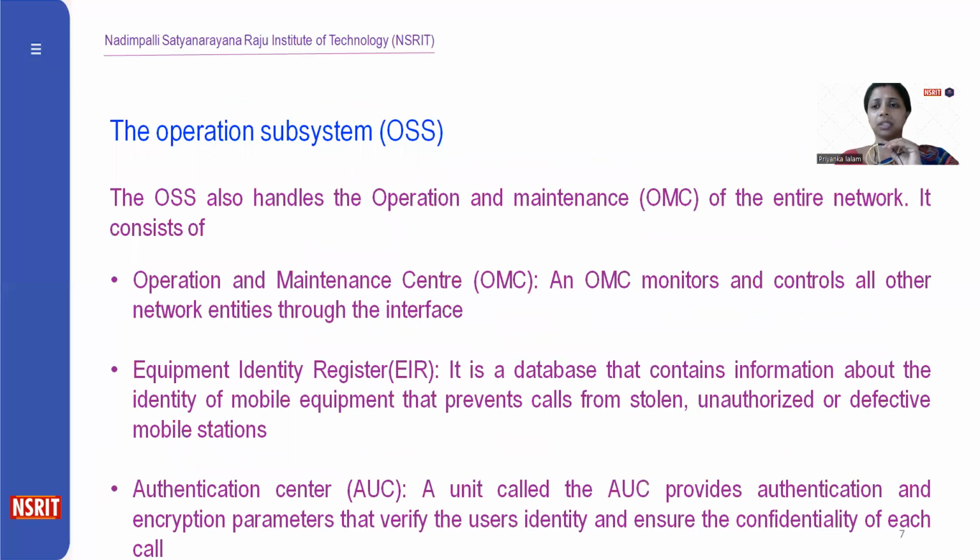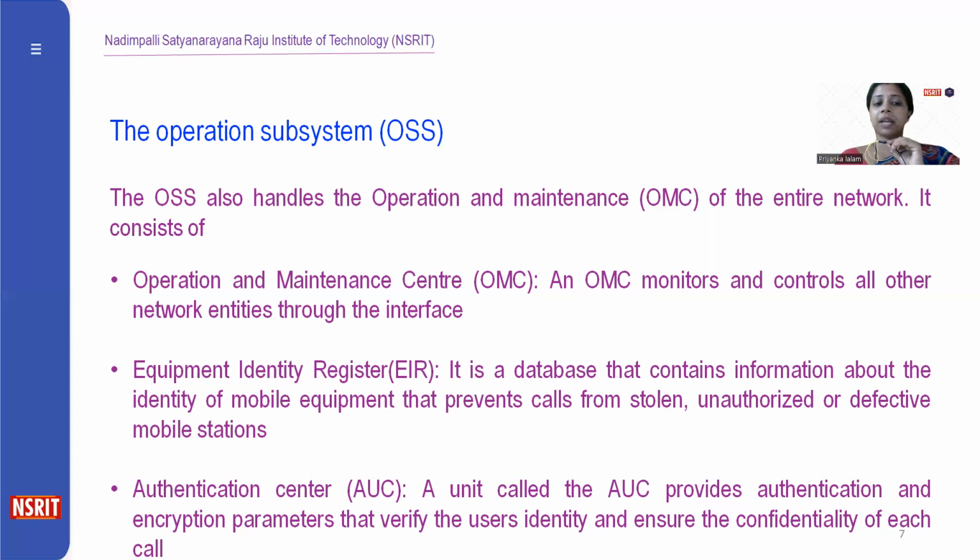Coming to the third part of the GSM architecture, the OSS, the operation subsystem. The OSS also handles the operation and maintenance of the entire network. It consists of the operation and maintenance center, known as OMC. An OMC monitors and controls all the network's entities through the interface. So it is used to control and maintain the network entities which are used in the GSM. That's why it is called OMC.